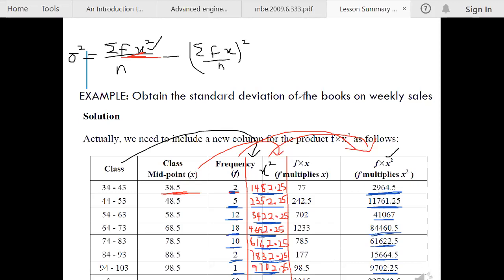Then finally, we also have f times x itself. So we are going to look at f times x. So we are going to do this computation, f times x. Let me clean the other arrows.